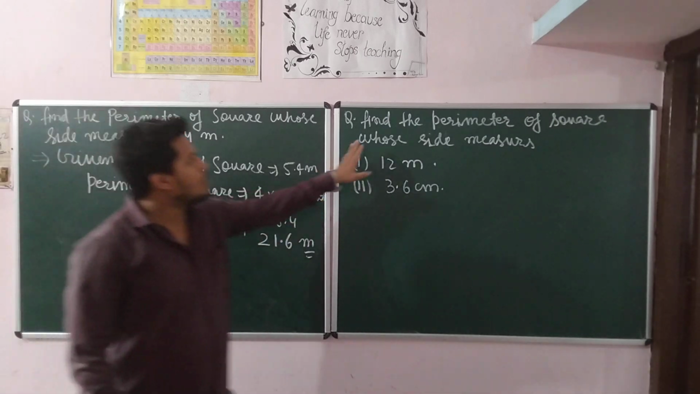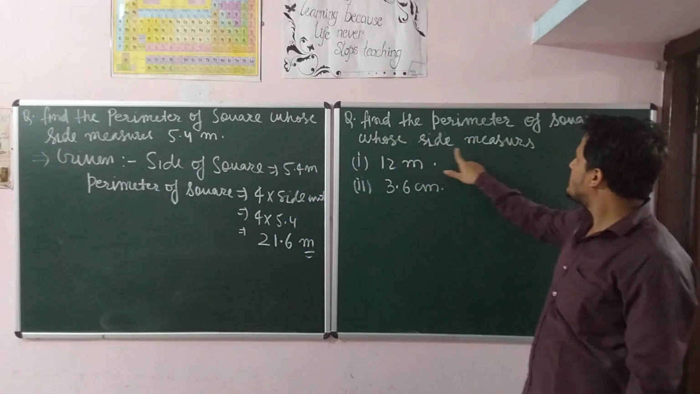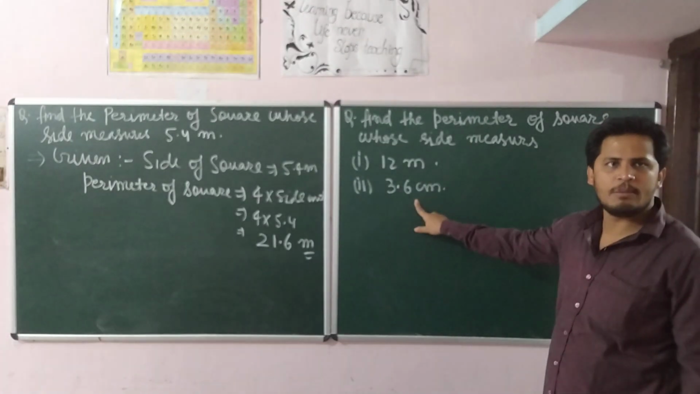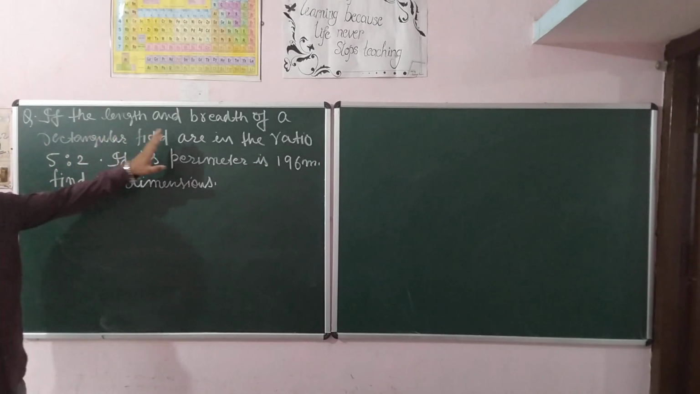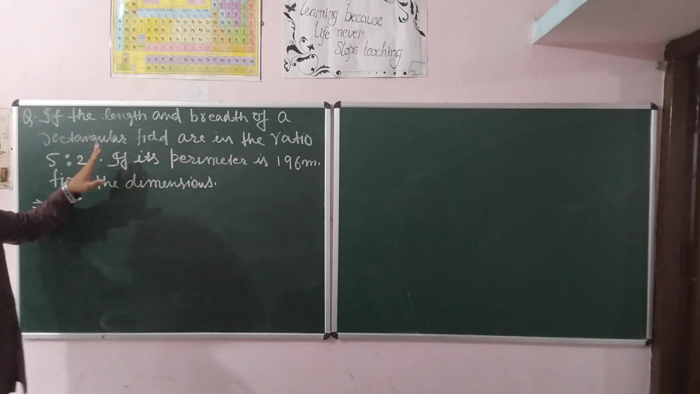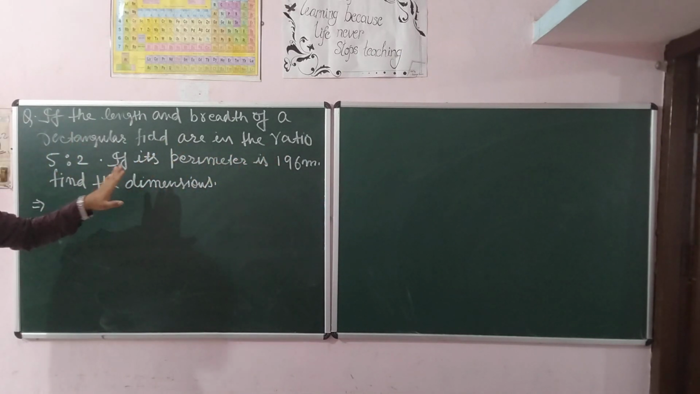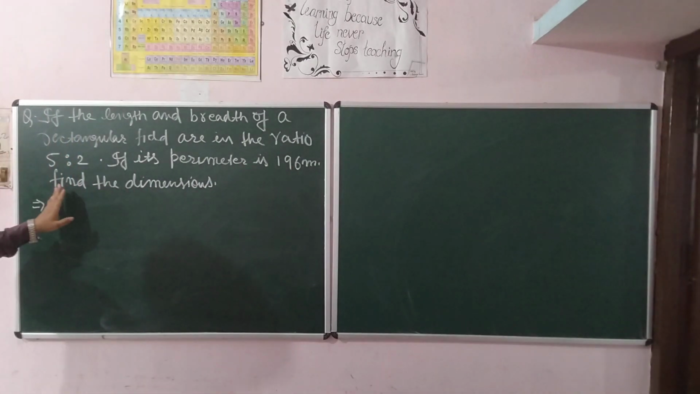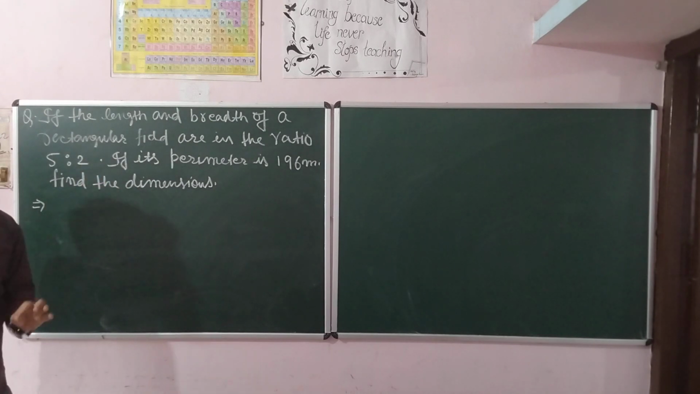Okay. Now you practice this type of question. Find the perimeter of a square whose sides measure 12 centimeter in the first question and 3.6 centimeter in the second question. Now the third question is: if the length and breadth of a rectangular field are in the ratio 5:2, and if its perimeter is 196 meter, then find the dimensions. Dimensions means you have to find the value of length and breadth.